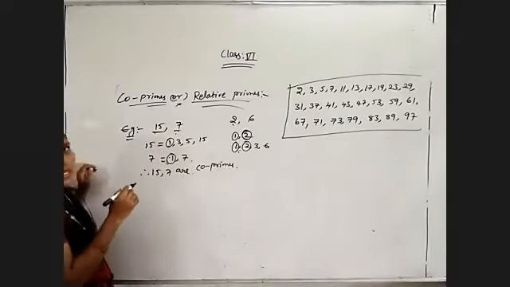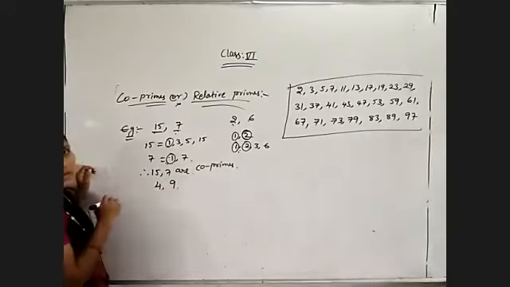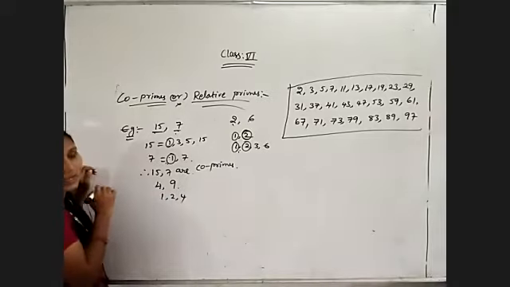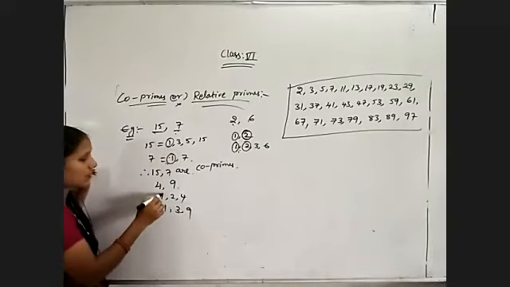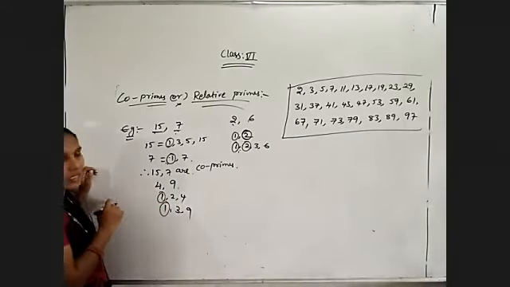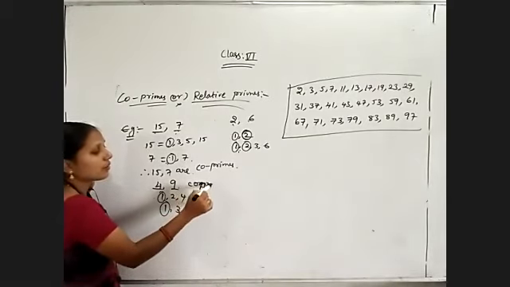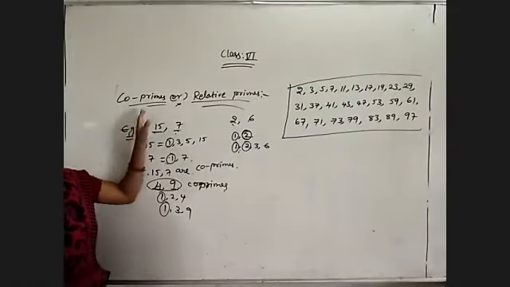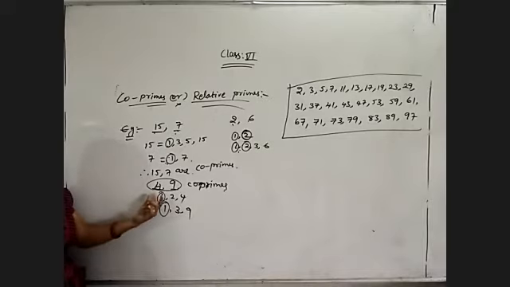See, suppose I have 4 and 9. What are the factors of 4? 1, 2, 4. And what are the factors of 9? 1, 3, 9. That's all. So how many common factors are there for both the numbers? Only one. Yes. So 4 and 9 are also co-primes. But just observe, here 4 and 9 are both composite numbers. So in the case of co-primes, the given numbers need not be primes. Even if they are composite numbers, they may be co-primes.